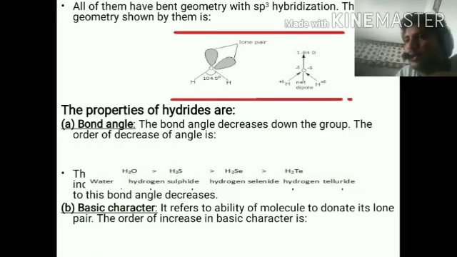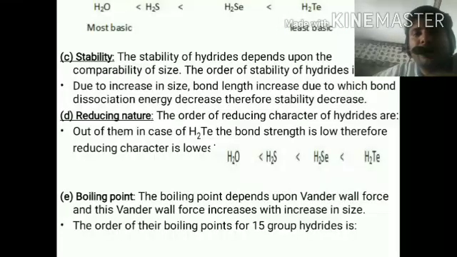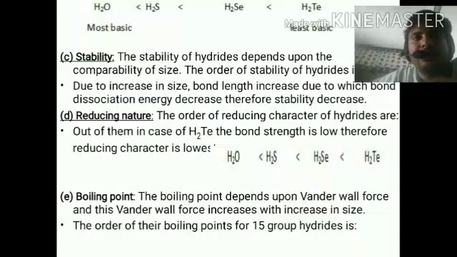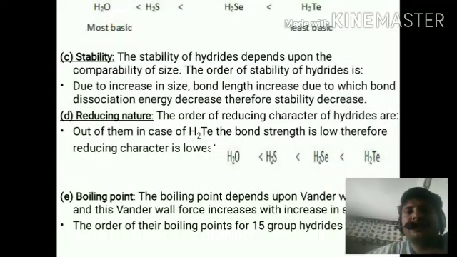Now the basic character. Basic character means those compounds which donate OH minus ion are basic in nature. Or you can say that a compound which donates electrons is basic in nature according to Lewis base theory. It refers to the ability of the molecule to donate electrons, because all the hydrides of the group 16 elements contain two lone pairs of electrons. That's how they are basic in nature, and their basic character increases down the group because they can easily donate electrons. You can see H2Te is the most basic, and H2O is the least basic.